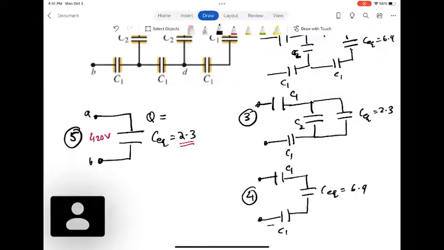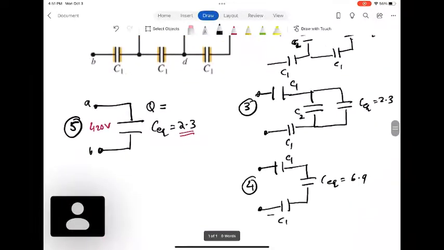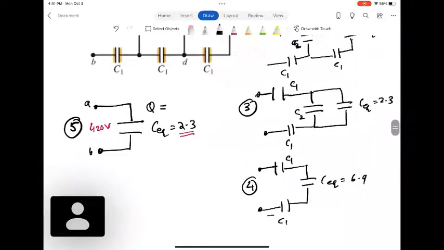So let's do that. So that charge is going to be Q equals CV, right? So V is equal to Q divided by C. So Q is equal to CV, that's what we need. So we're going to do 420 volts, that's the V, multiplied by the C, which is 2.3 microfarads. So 2.3 times 10 to the power of minus 6, sorry.